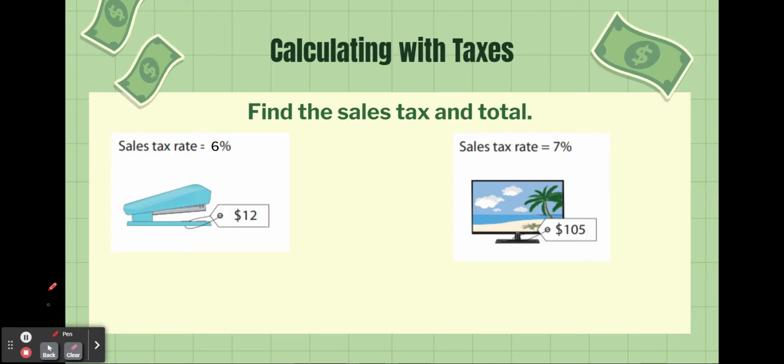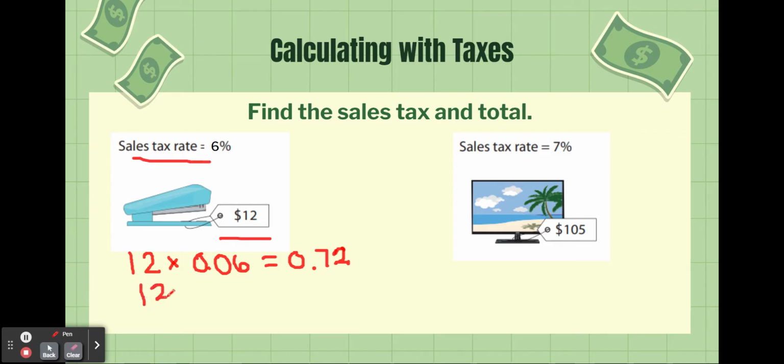Here are a couple of examples. In the first example, the sales tax rate is 6% and the stapler is $12. We'll multiply $12 times 0.06, which is 72 cents. So the amount of tax to be collected is 72 cents, and the purchase price is $12, the cost of the stapler, plus the taxes, 72 cents, for a total of $12.72.